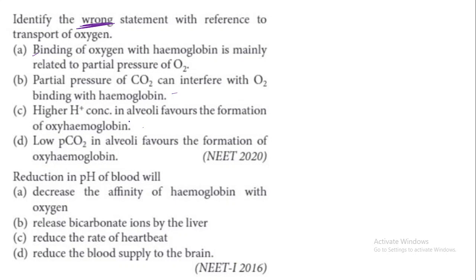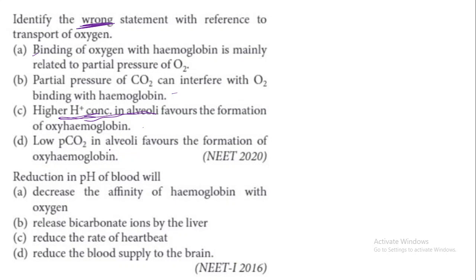Now, in alveoli, has higher concentration of hydrogen ion got to do anything in the alveoli? Because we know that concentration of hydrogen ions is present in the bloodstream. So, this is not very familiar sounding. Low partial pressure of carbon dioxide in alveoli favors the formation of oxyhemoglobin. Yes, this is correct because in the alveoli, CO2 is low.